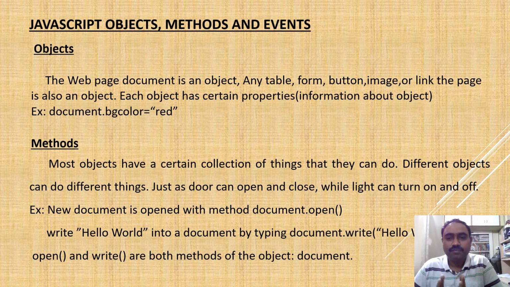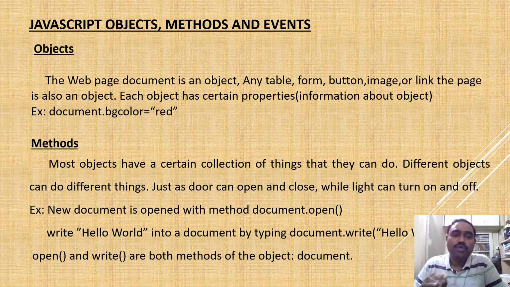So next, one more main concept is methods. We already know the programming concept of functions. It's a set of statements. The same is true of methods. It's a collection of statements. Most objects have a certain collection of things that they can do. Different objects can do different things, just as a door can open and close, while a light can turn on and off.